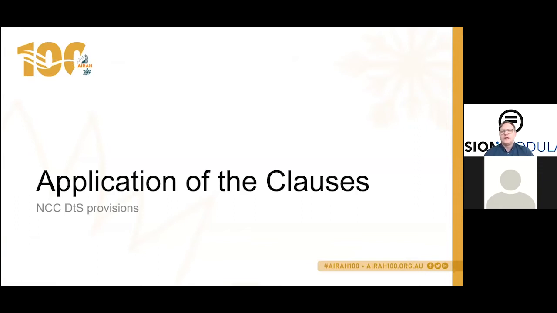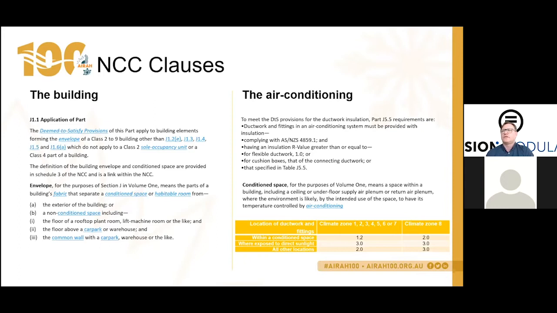So to understand the application of Part J 5.5, it's important to have an understanding and be aware of the requirements of other clauses in the code. J 1.1 and the building envelope, and J3 are the two important parts in the code that impact on the ductwork sizing. So we will go through those to start with.